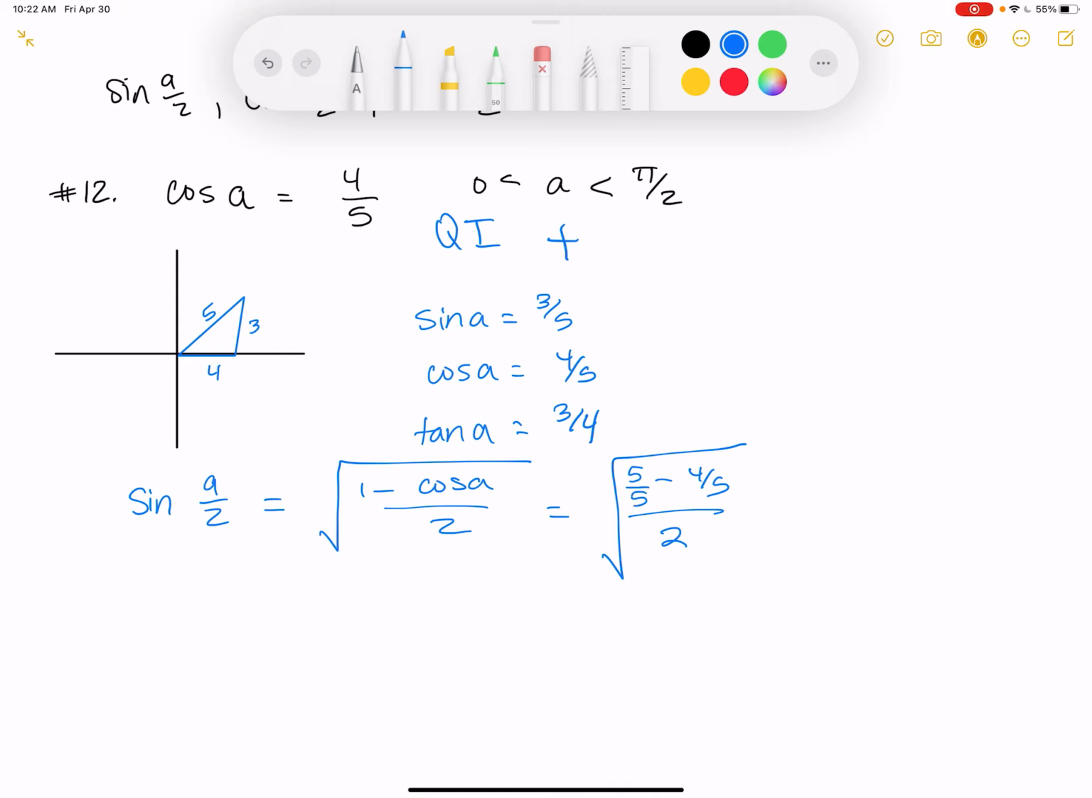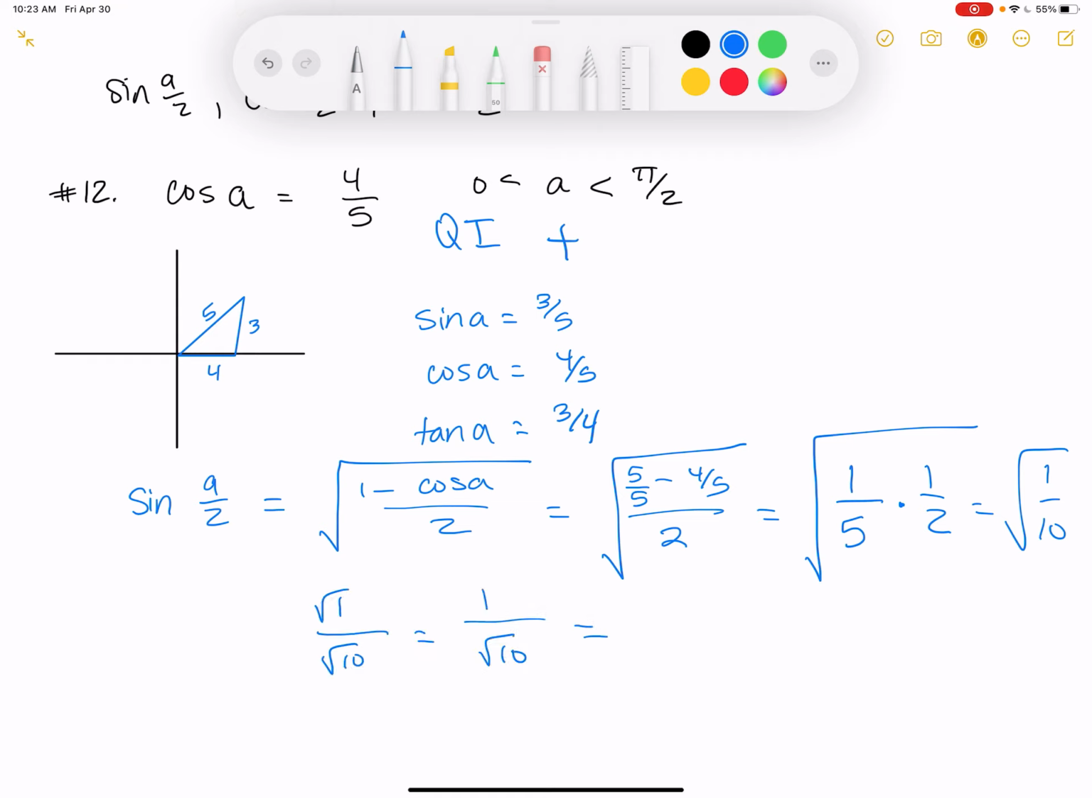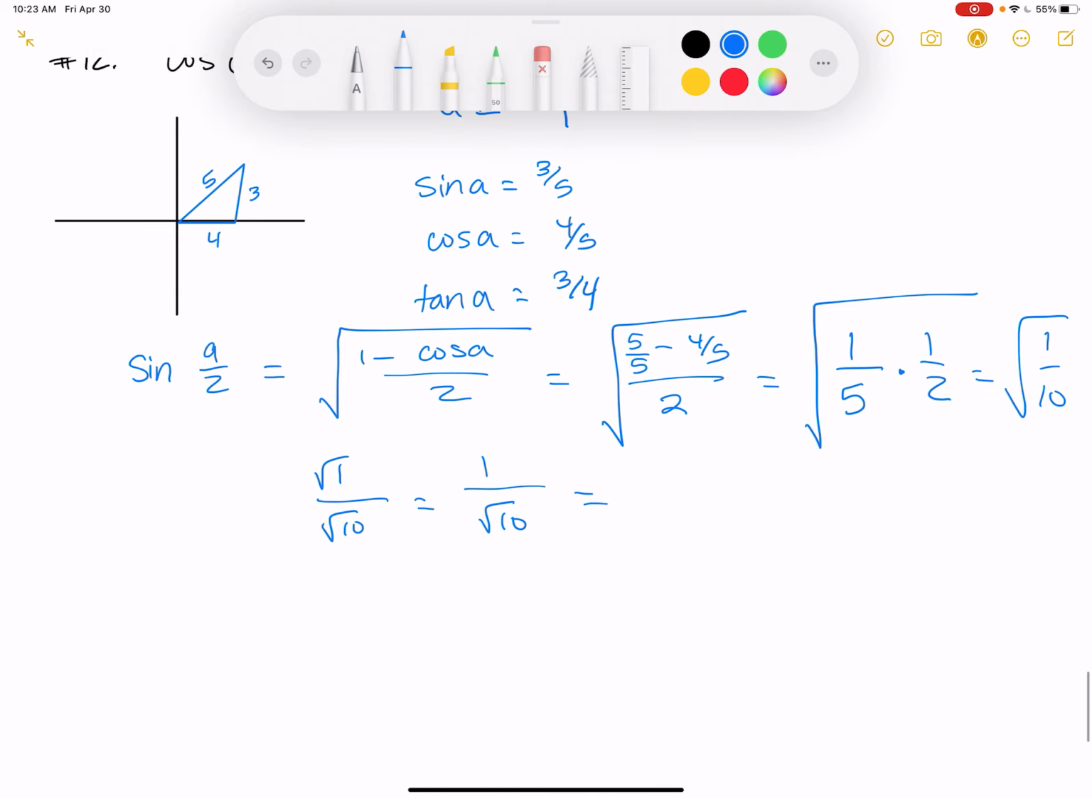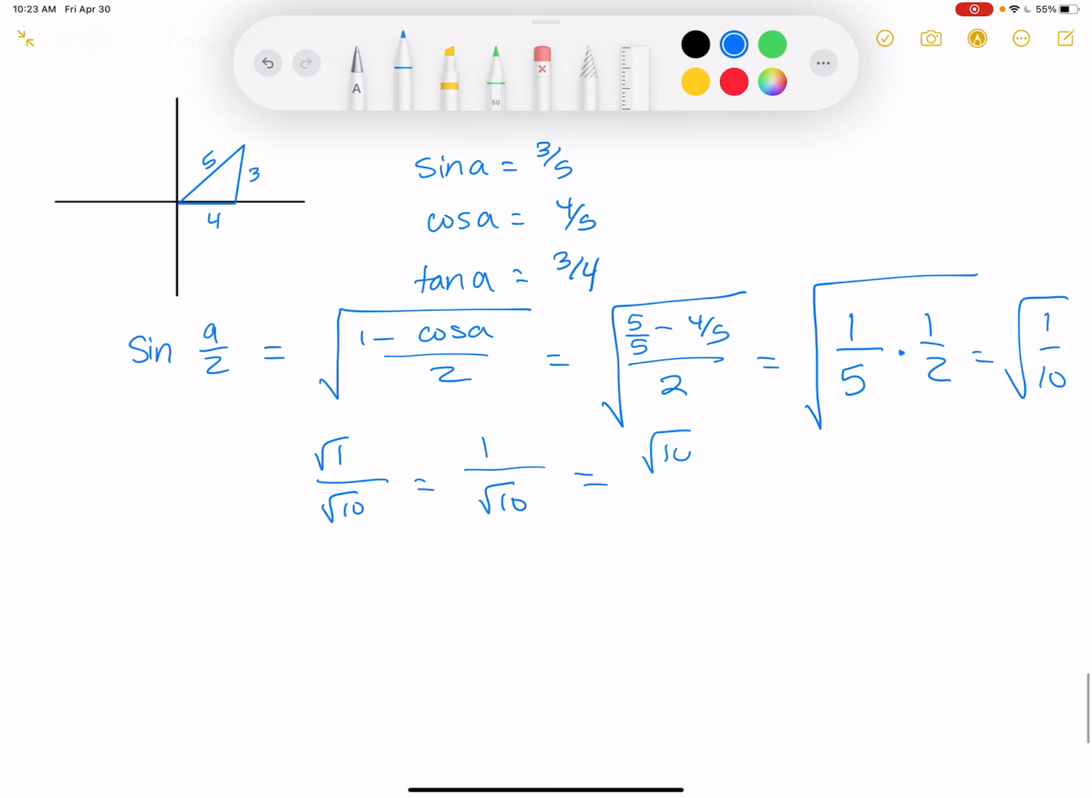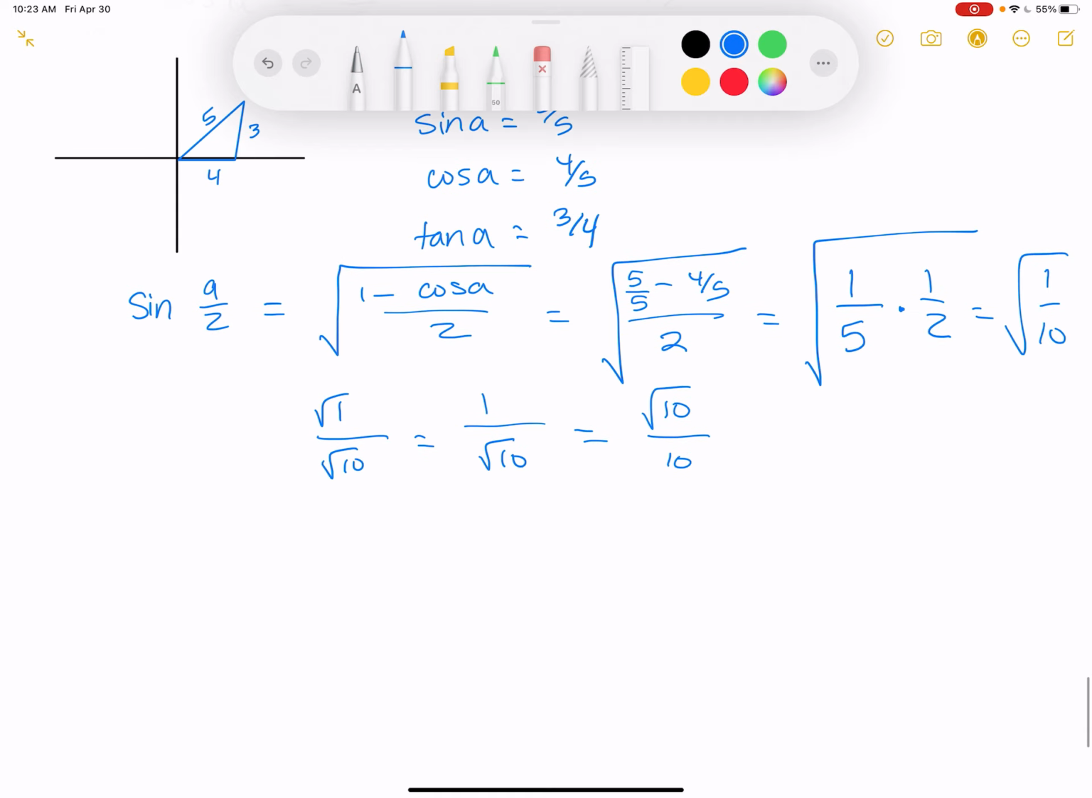So then on top, I'm left with 1/5. And I'm dividing by 2, so I'm multiplying by 1/2. So this is the square root of 1 over 10. But I can't leave it that way, so it's going to be the square root of 1 over the square root of 10. Rationalize it: square root of 10 over 10. The 1 goes away.